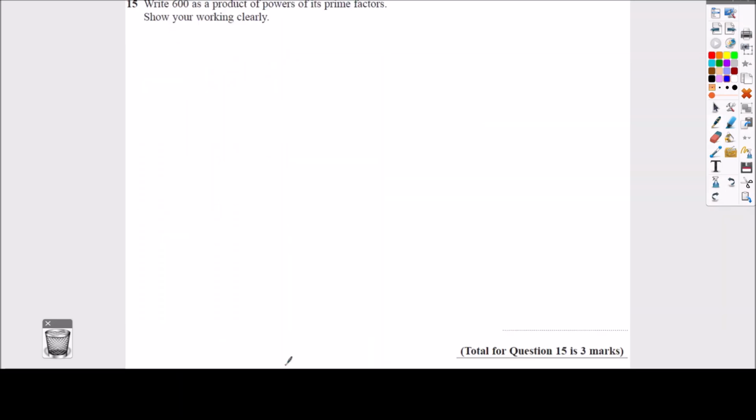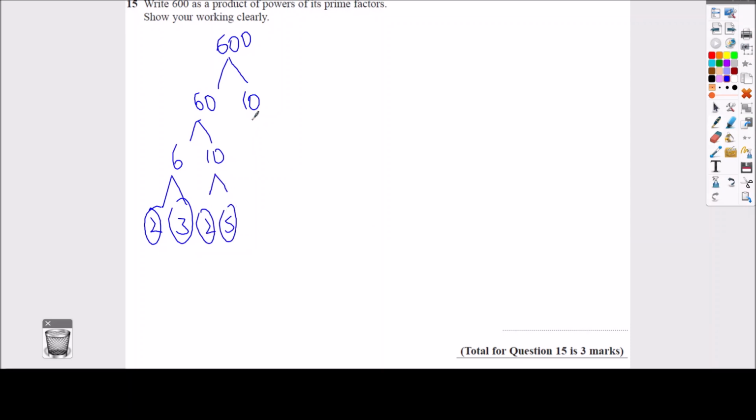So question 15. Write 600 as product of powers of its prime factors. Okay, so this is the number tree. So start off with your 600 and break it down any way you like. The two whole numbers multiplied together give you 600. I'm going to go 60 and 10. And neither of those are prime numbers, so we keep on going. 60 we can break down to being 6 times 10. And the 6 we can break down to being 2 and 3. Now 2 and 3 are prime numbers. We can't break those down anymore, so pop a circle around those. Go back and finish off for the 10, which is a 2 and a 5. And go back and finish for that 10, another 2 and a 5.